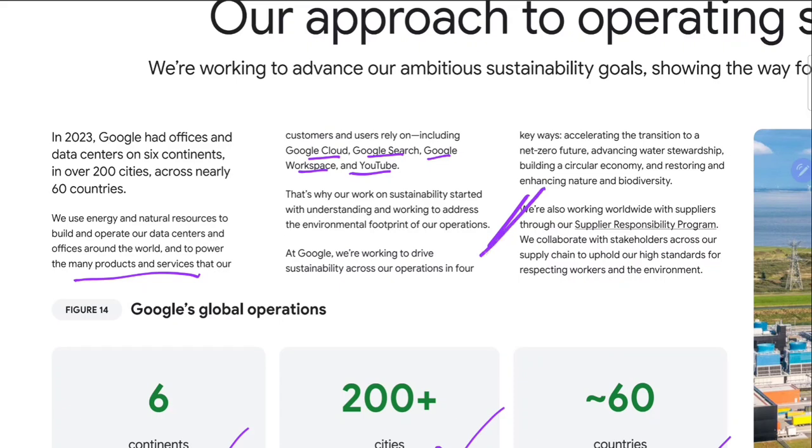Then this is very important to learn from the sustainability and ESG supplier perspective. We are also working worldwide with suppliers through the Supplier Responsibility Program. So we collaborate with stakeholders across our supply chain to uphold our high standards of respecting workers and the environment. So definitely the environmental and social aspects are covered here.